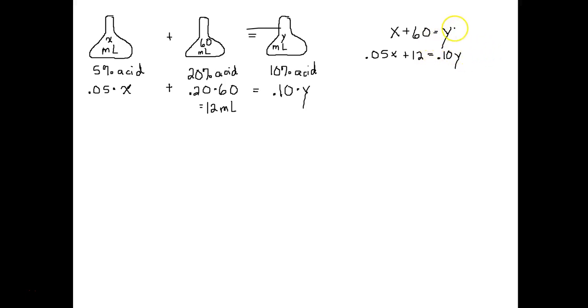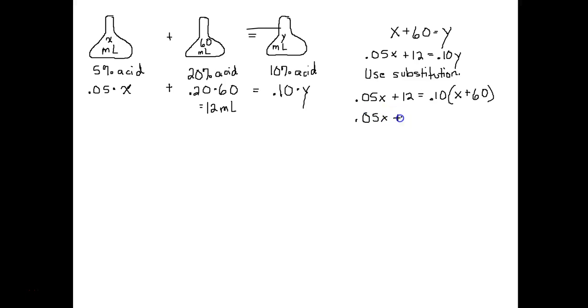Well, I can use substitution here. I know that y equals x plus 60. So I can say, well, 0.05x plus 12 equals 0.10 times (x plus 60). And by doing that substitution, I can make sure I have one equation with one unknown, one variable. And then that's not too bad to solve. Solve for x.